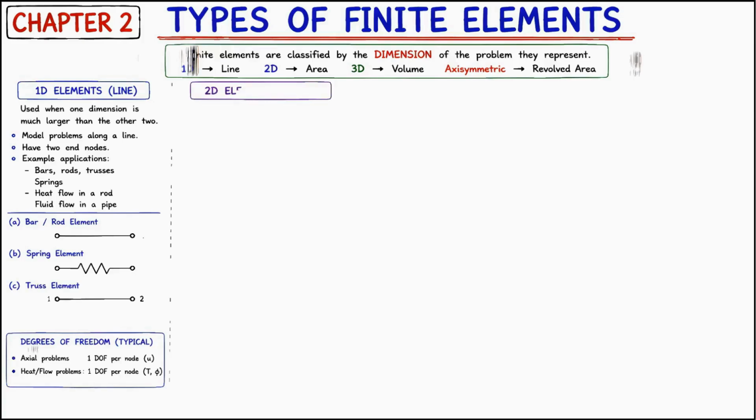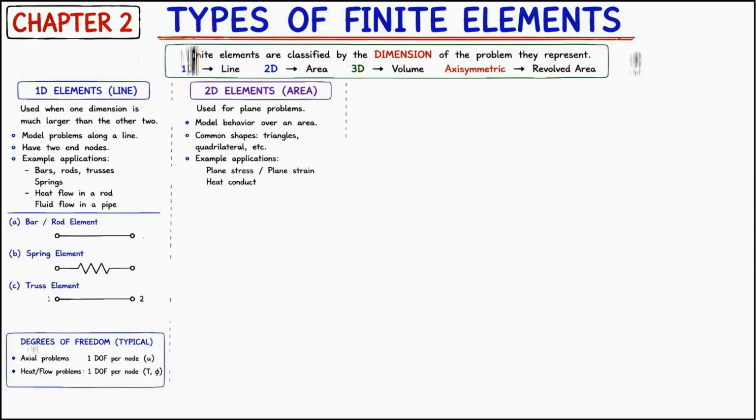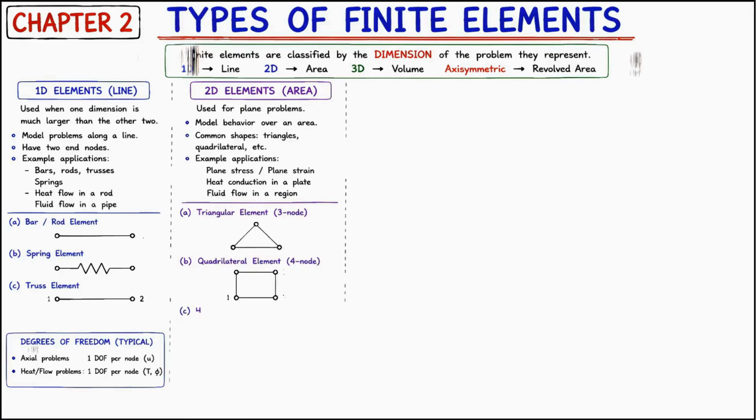Next are the two-dimensional elements. These elements are used when the thickness is much smaller than the other two dimensions. Examples include plates, slabs, walls, bridge decks, and shell structures. The most common shapes are triangular and quadrilateral elements. Higher-order elements with additional nodes are also available whenever higher accuracy is required. These elements are widely used for problems involving plane stress, plane strain, heat conduction, and fluid flow. Normally, every node has 2 degrees of freedom, representing displacement in the x and y directions.